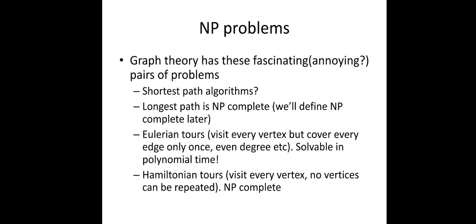Then we have Hamiltonian tours, where we visit every vertex. No vertices can be repeated. In your Eulerian tours, you visit every vertex but cover every edge only once. Okay, that is of even degree. So it is solvable in polynomial time, whereas your Hamiltonian tour is NP complete.